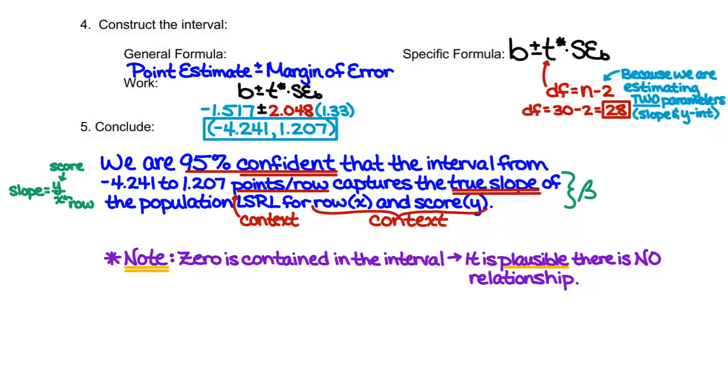Rather than the slopes. The confidence interval part's not too bad. Checking 5 conditions is a little, yeah.